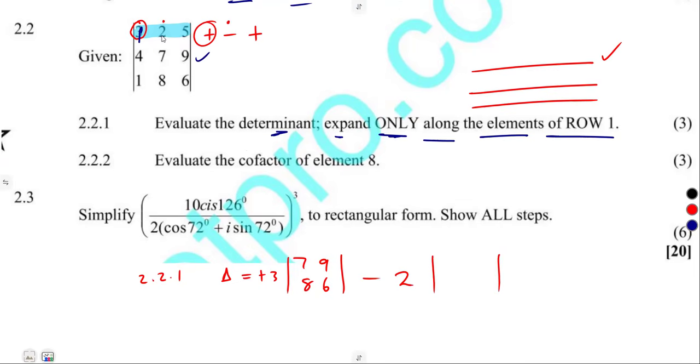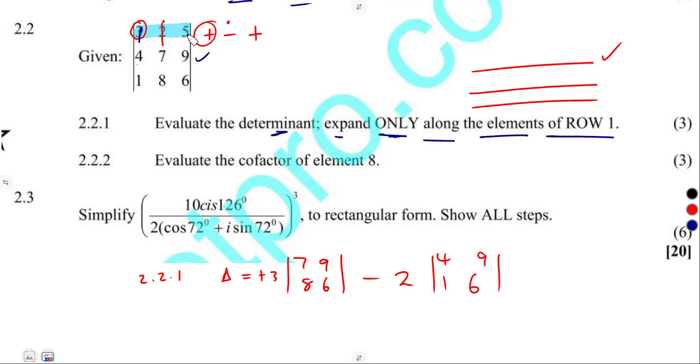You find the determinant when you close what? When you close this row where 2 is and the column where 2 is. So you're going to remain with 4, 9, 1, 6, like that. So you do the same thing when you move on to another part.